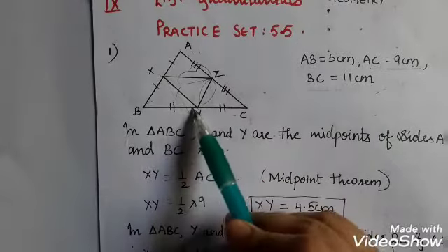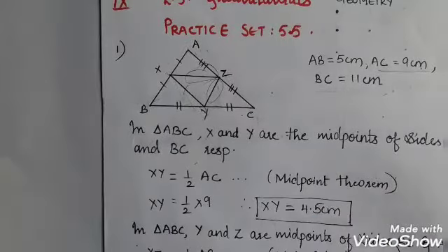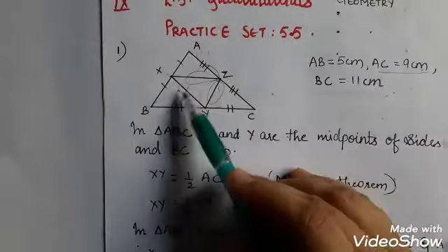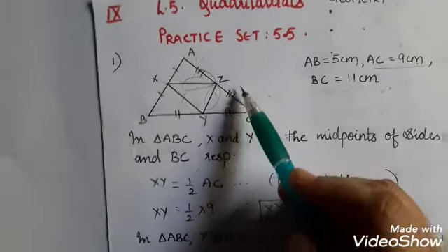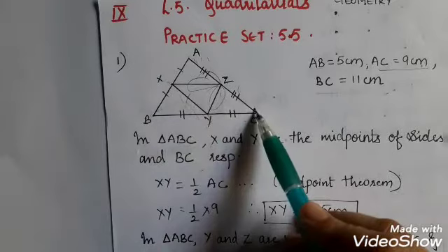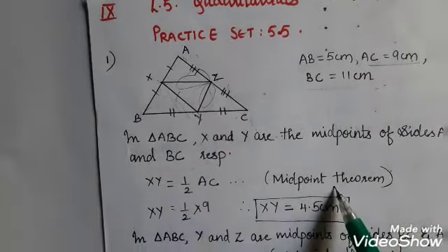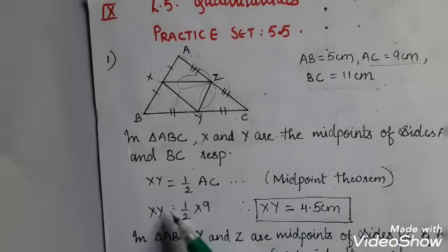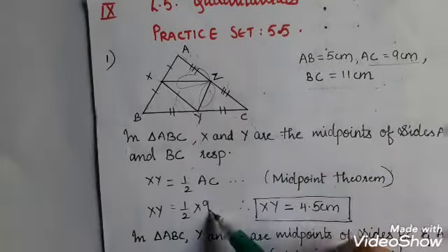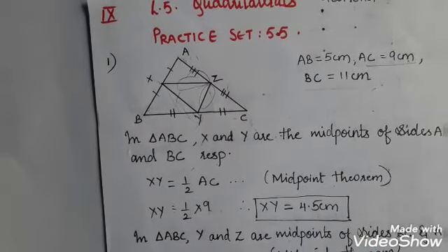So that means XY is half of AC, which is the side opposite to XY. That is a parallel side, right? We are seeing the parallel side. So the opposite of XY is AC. That means XY is half of AC by the midpoint theorem. So XY is half of 9. So XY is 4.5 centimeters.